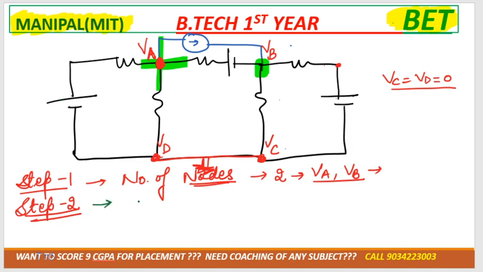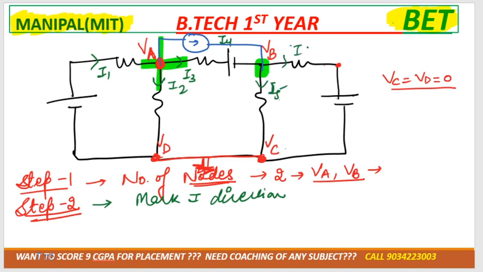After this, step number 2, we need to mark the current direction. Okay, how can we mark the current direction? Randomly, like according to our convenience. Let us consider this one would be I1, I2, I3, I4, I5 and I6. In each and every branch we need to mark a different current. Okay, let us consider the values 2, 3, 4, 5, and that is 6 amperes, 7, 8, 9. Randomly I took the values. After this I'll teach you the question which already comes in Manipal.